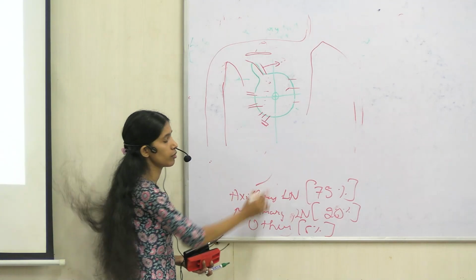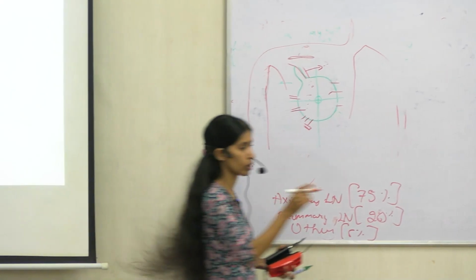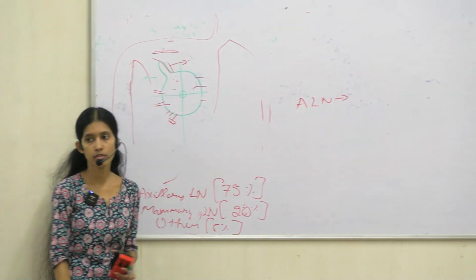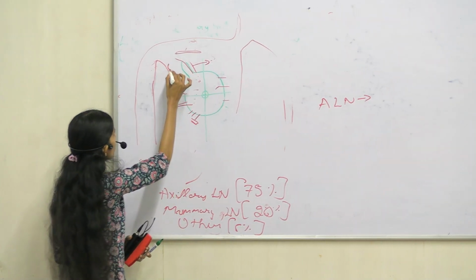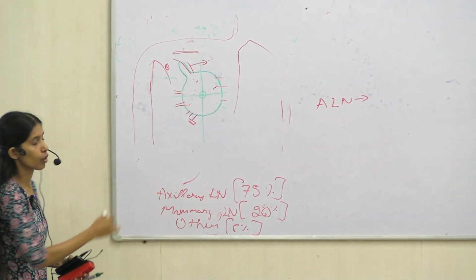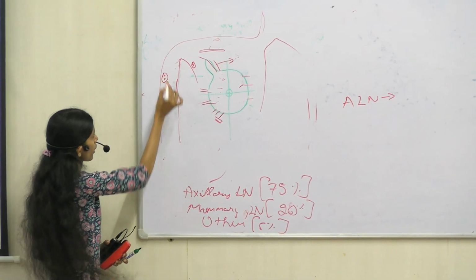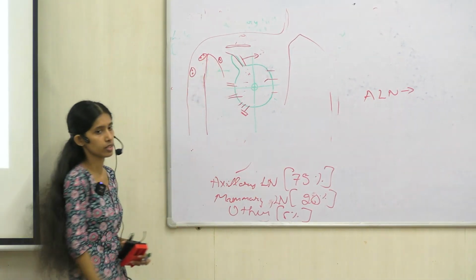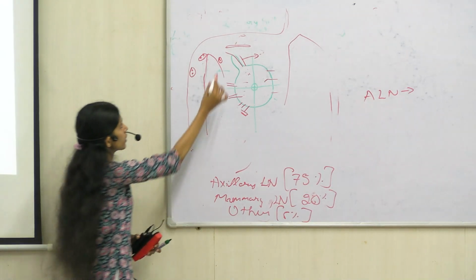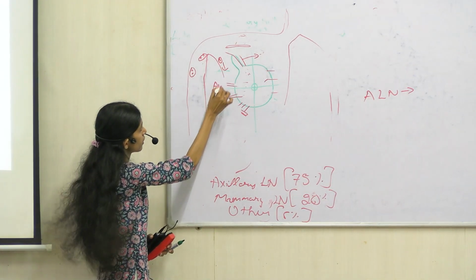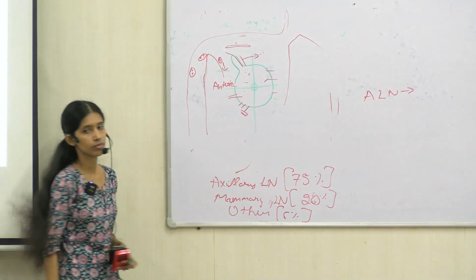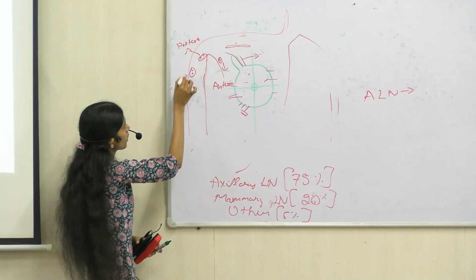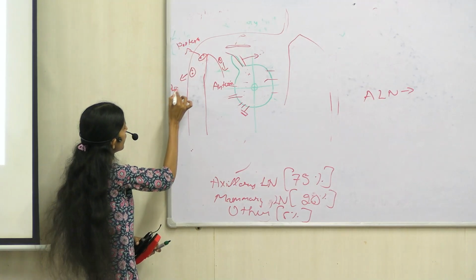So your axillary lymph nodes have 5 sets. Okay, here we can find 1 set, and in this region we can find 1 set, and also in this region we can find 1 set. This is called the anterior lymph node, this is called the posterior lymph node, and this is called the lateral lymph node.